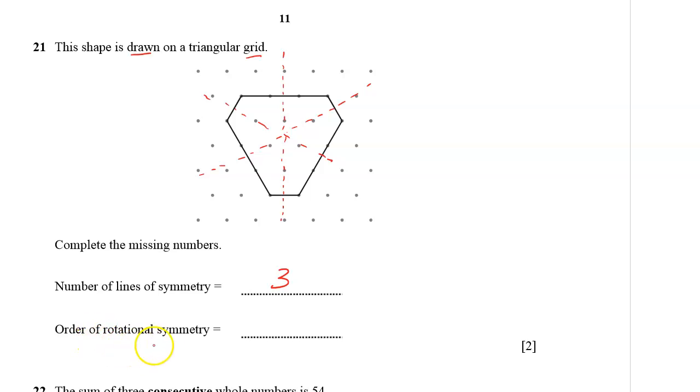The order of rotation of symmetry. Because if you rotate this one from here to here, it will fit nicely, and of course if you rotate it again, it will fit nicely. So I can see an order of rotation of 3 right there.